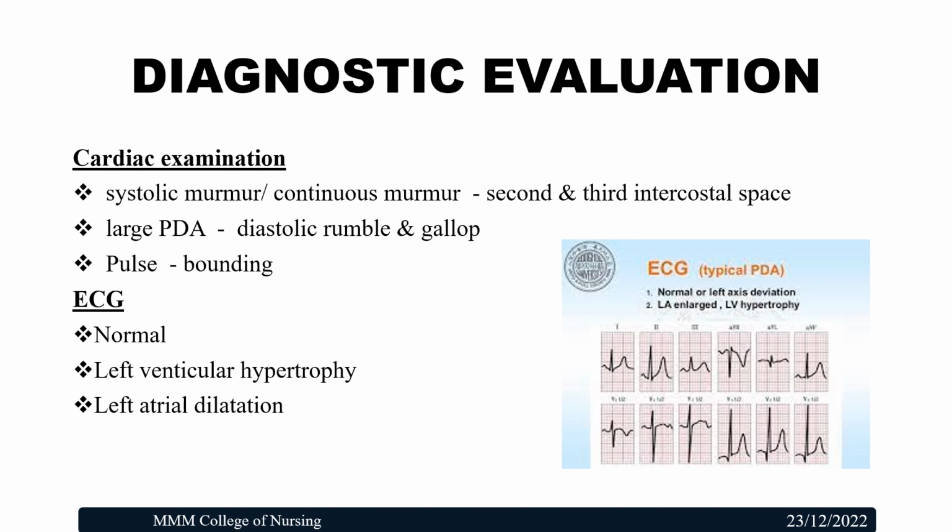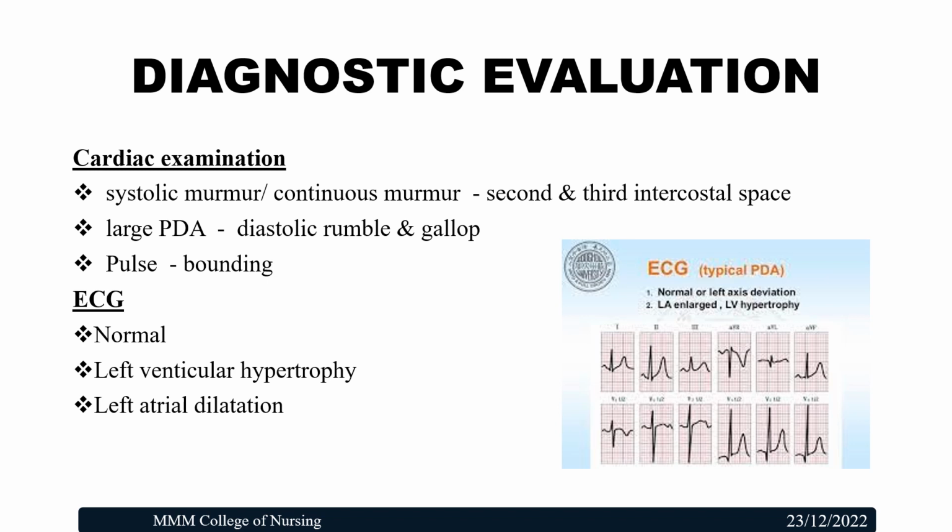Diagnostic evaluation. First, coming to the cardiac examination. Here you can hear a systolic murmur or a continuous murmur at the second and third intercostal space. Then, if the child has a large patent ductus arteriosus, you can feel a diastolic rumble and a gallop sound, and the pulse will be bounding.